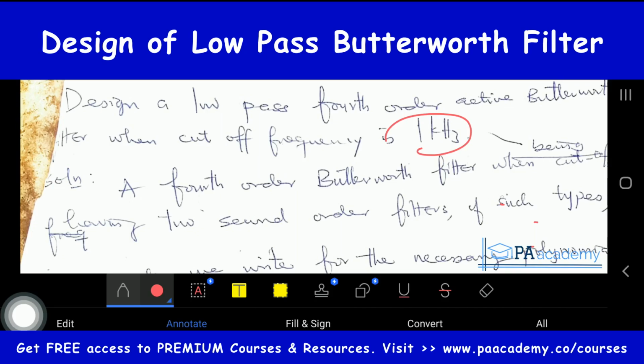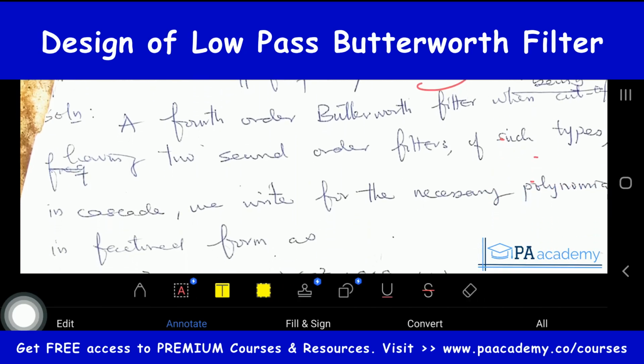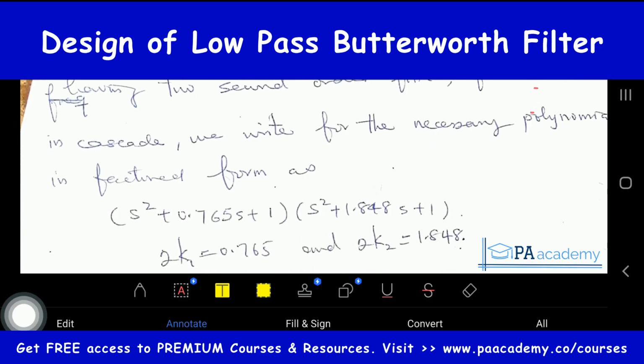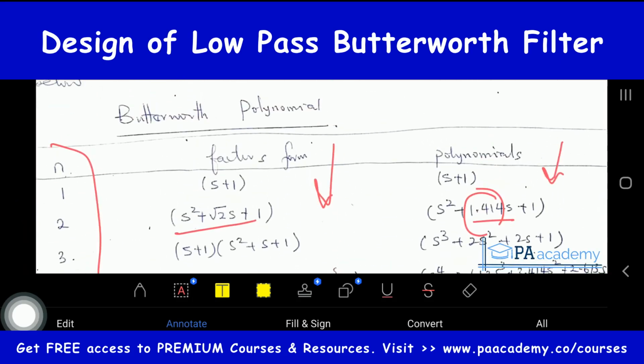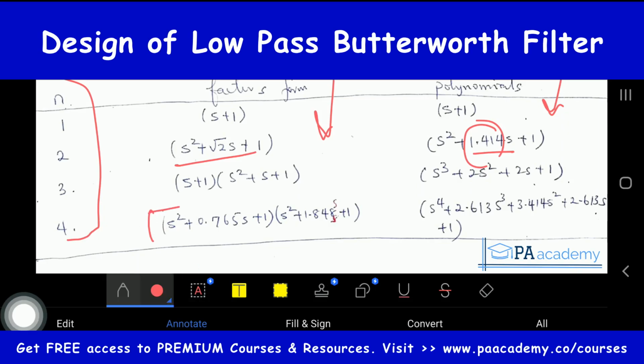A fourth order Butterworth solution has 2 second order filters in cascade. We write the necessary polynomial in factored form. Let me take you back to the table. Remember this table, if you watched the previous parts of this video on Butterworth.